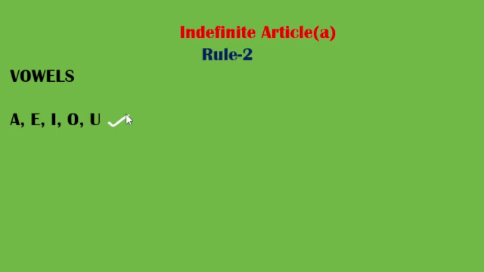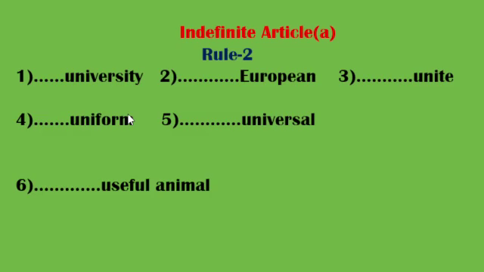Sometimes we find words which start with vowel letters such as A, E, I, O, U. But here we have to know one thing. Though these words start with vowel letters, we have to use the indefinite article a because they are pronounced with consonant sounds. The pronunciation of the words is a consonant pronunciation. That's the reason we have to use indefinite article a. Let's see examples: university, European, unite, uniform, universal, as well as useful animal.